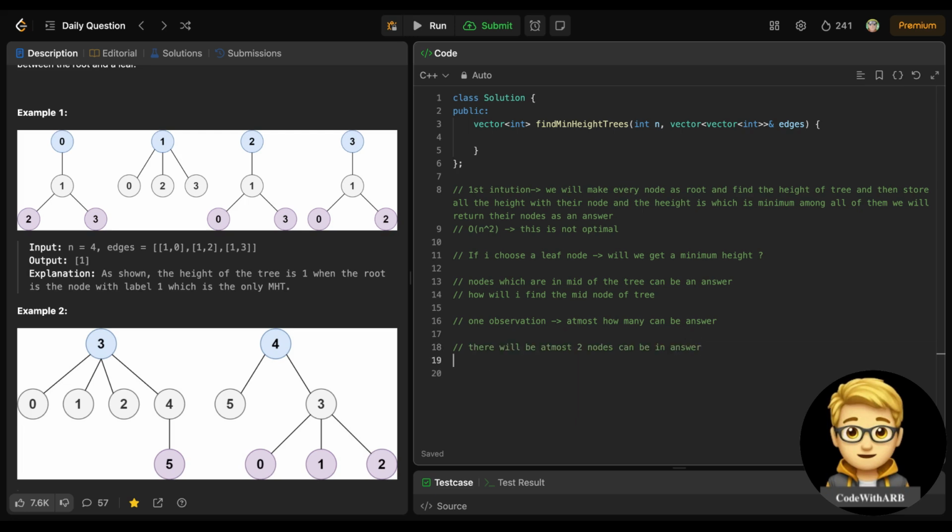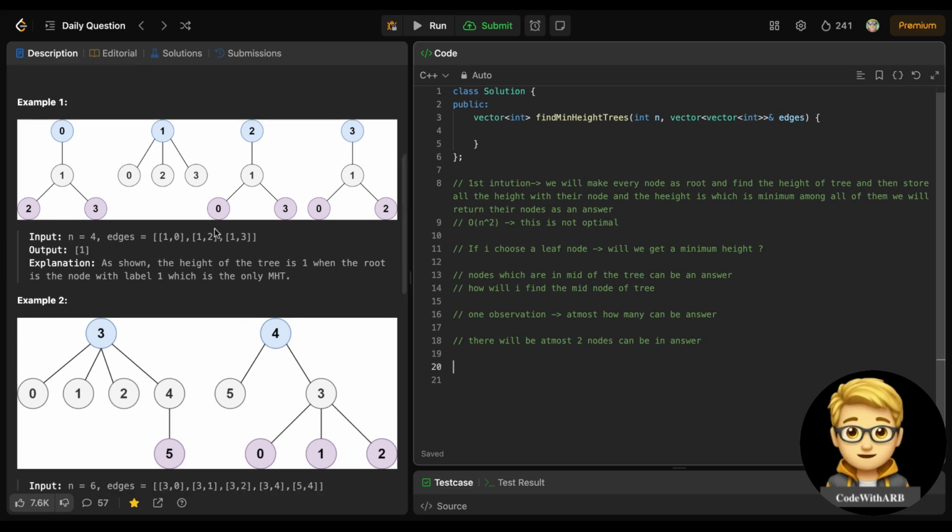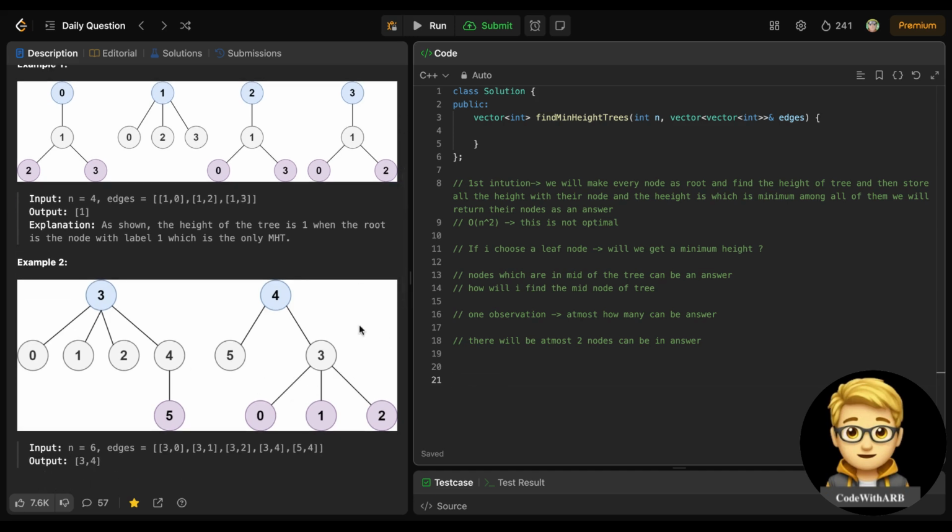How will I come up to this? Let's think. This is given 0 1 and 2 3. I need to see the mid part. If I start from the leaf nodes and start deleting them, suppose in example 2 I have deleted 5 0 1 2. What will be left? It will be left 3 and 4 only, right? So how will I make it stand?